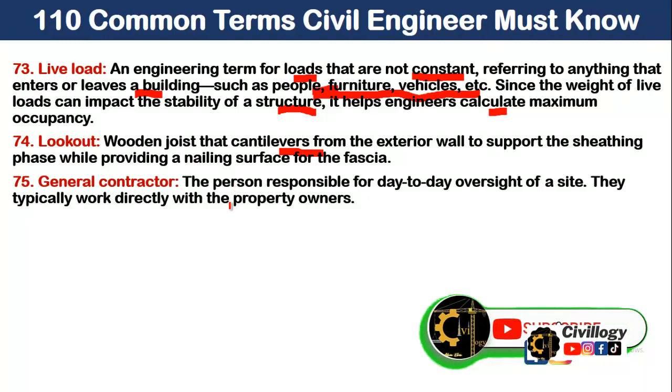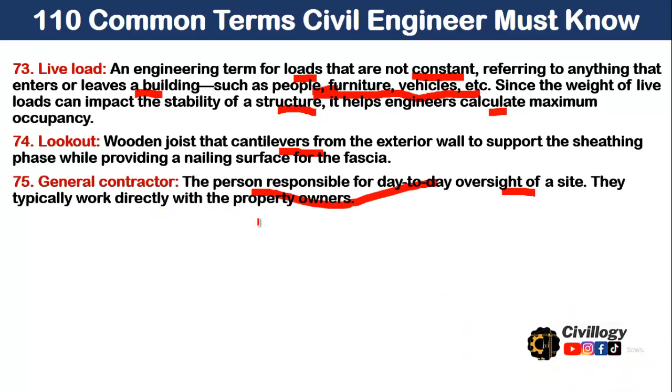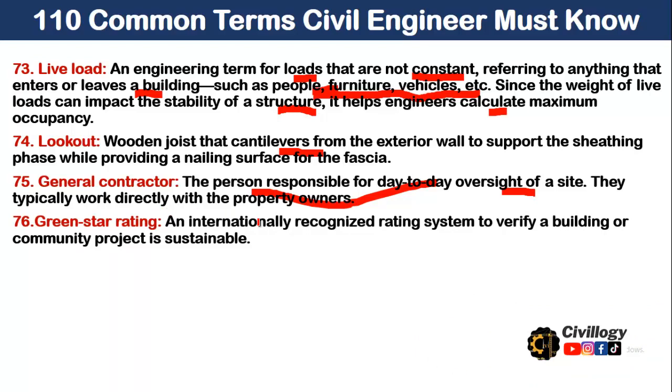Okay, general contractor: the person responsible for day-to-day oversight of a site. They typically work directly with property owners, and are called the general contractor. Point number 76, Green Star rating. What is Green Star rating? An internationally recognized rating system to verify a building or community project is sustainable.